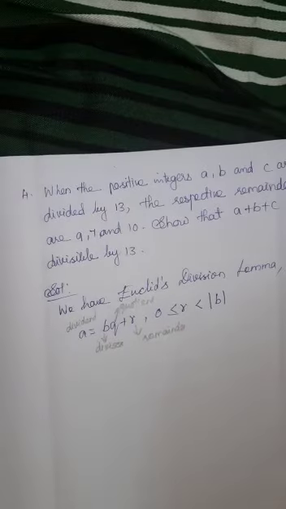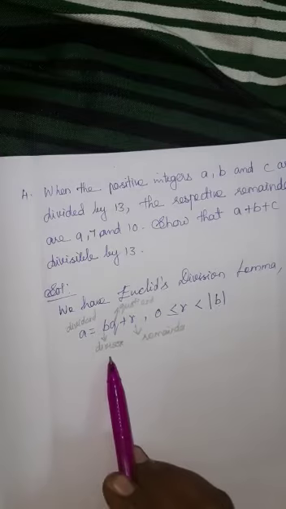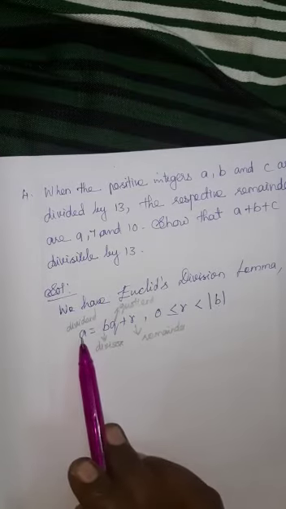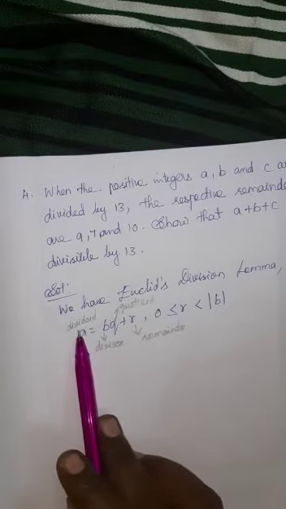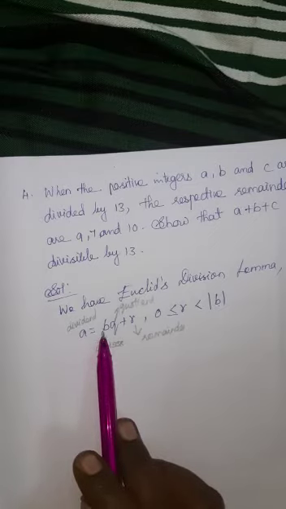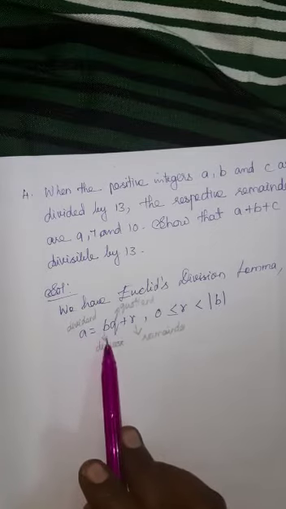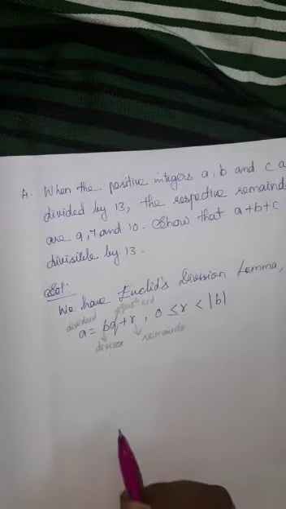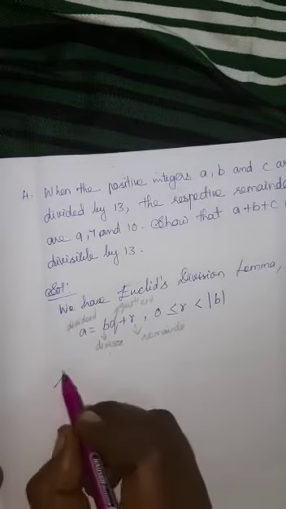This q and r you can understand from the first letter itself. Don't confuse a and b. a is the first letter, it is the big number, it is the dividend. b is the second letter in the alphabet, it is the small number, the divisor. Okay, now we can write the given conditions.